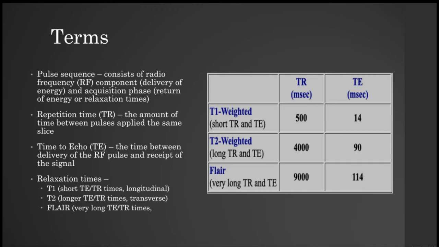There's this repetition time, which is the amount of time between the pulses applied to the same slice. And then there's time to echo, which is the time between the delivery of the pulse and the receipt of the signal. So this TR to TE relationship is really what gives you what's in the figure there: your T1 weighted, the T2 weighted. And T here doesn't mean Tesla, right? T here means time. We get a lot of FLAIRs in T2s, but those are probably the longest pulse and evaluation, and that's what you can see on the lower part of the slide.